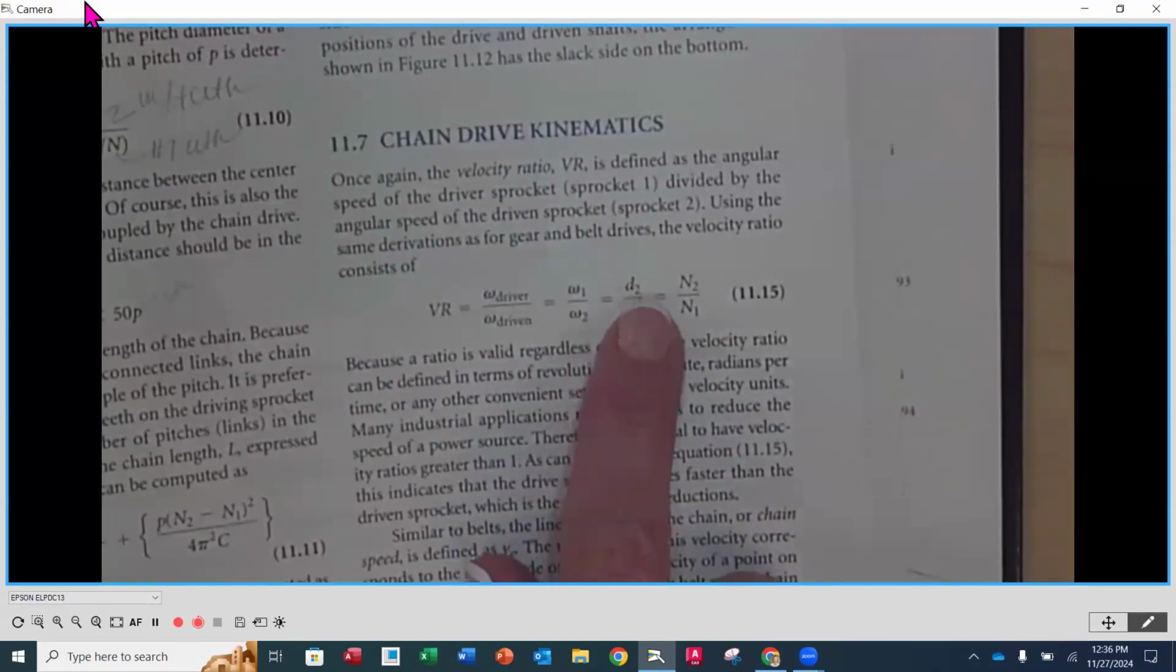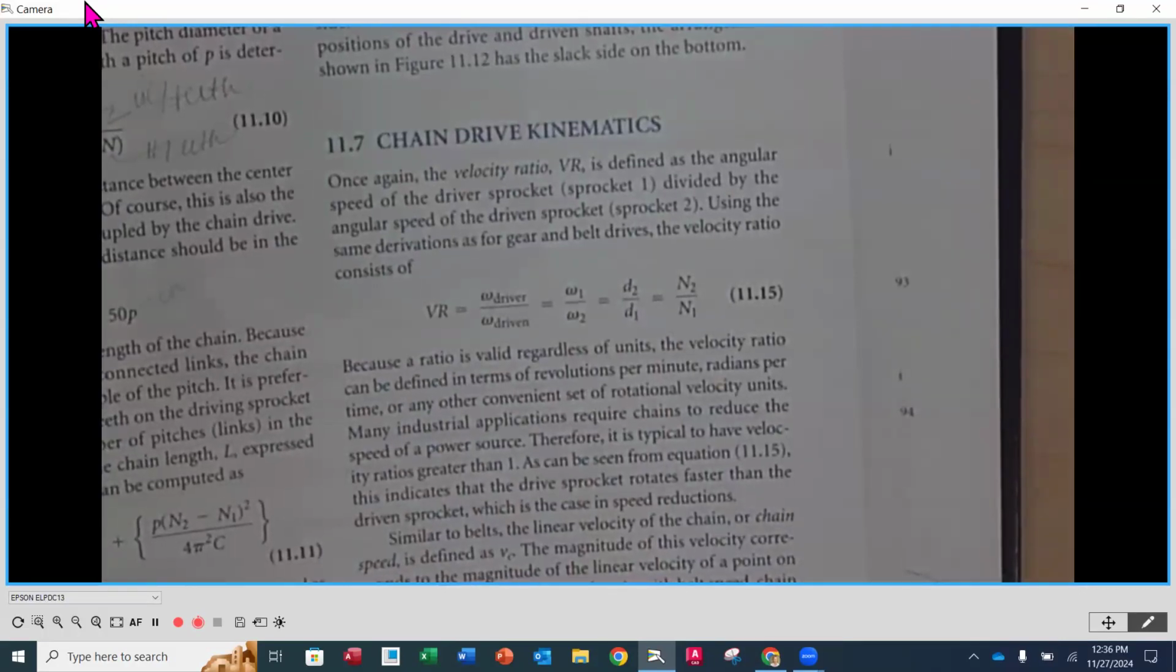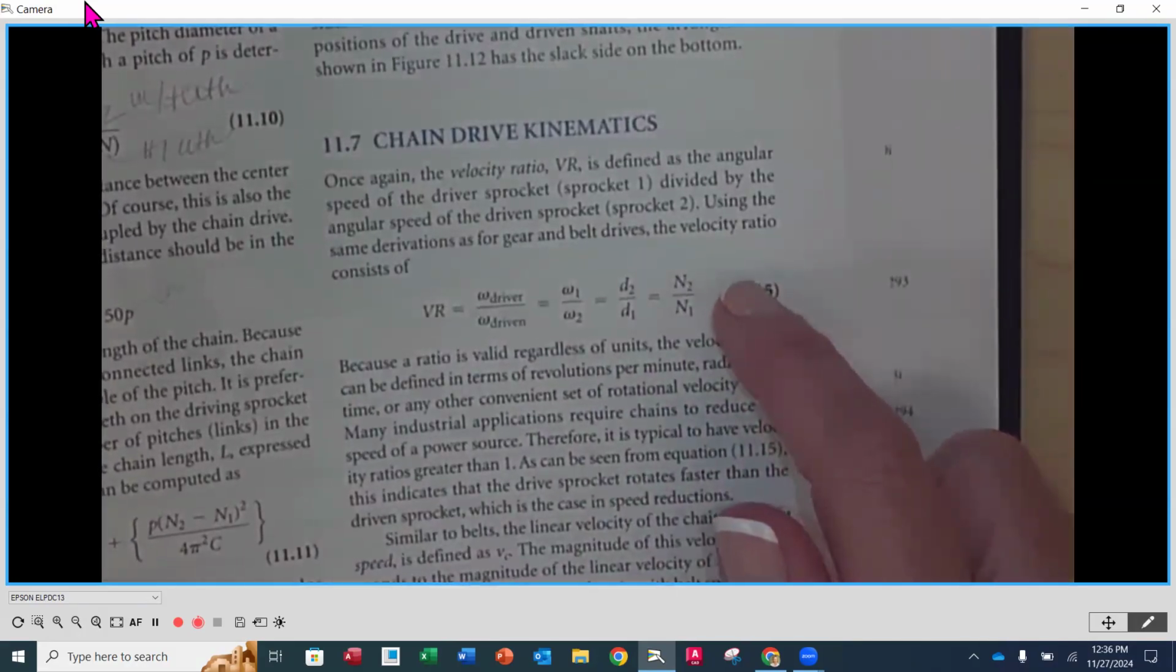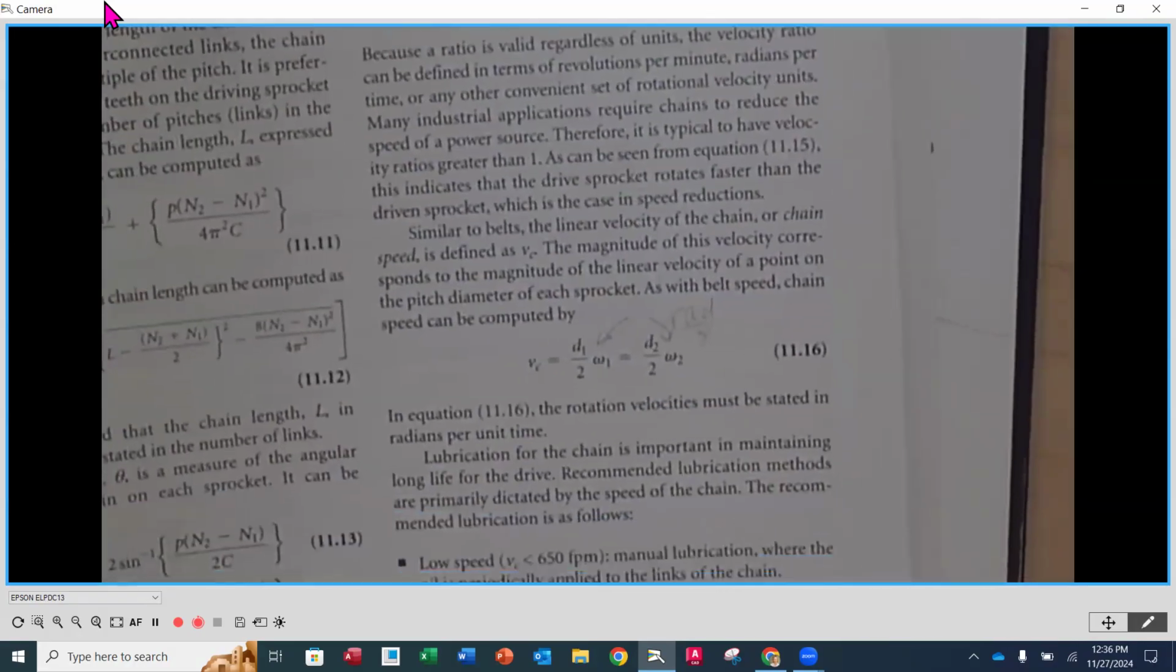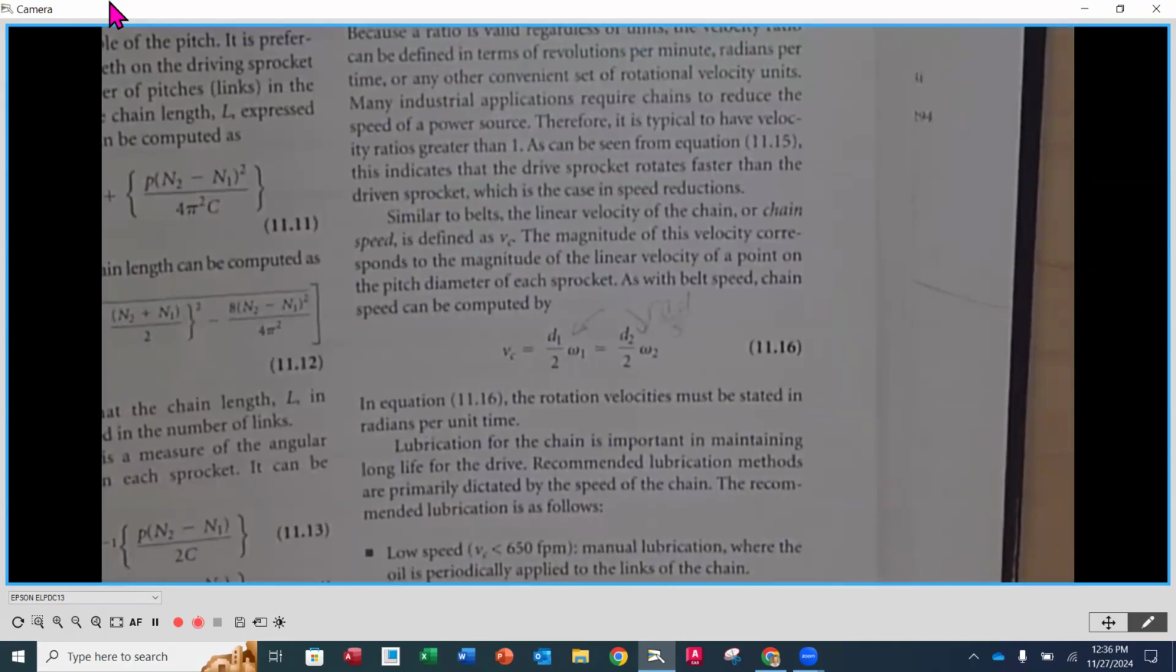But then it switches. Driven goes on top because physically the sprocket is going to be larger. That's going to be our bigger number on top. And the smaller number is going to go on the bottom. So the driver is going to go on the bottom. Same for the number of teeth. More teeth is going to be on that driven, and then the driver is going to be on the bottom. Okay. Now, the other equation that we have been applying since actually our velocity module, which was, I think, module 3.